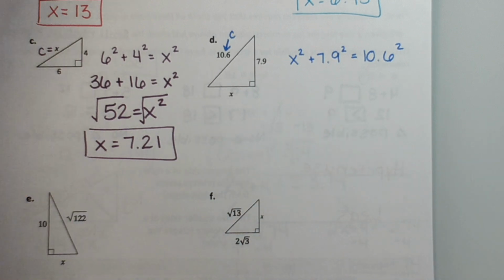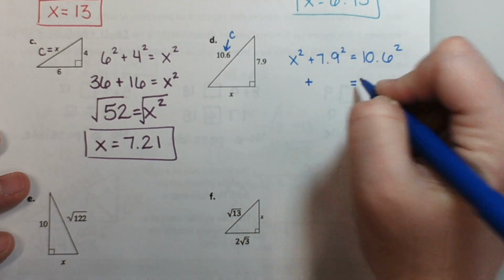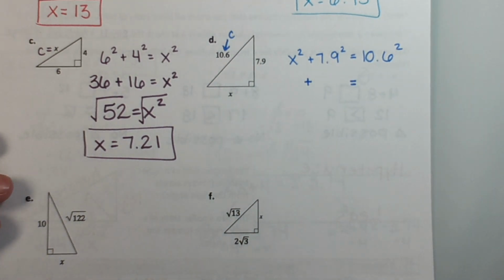Square both of them. Connor, what is 7.9 squared? Ooh, not square root, squared. Oh. Nope.